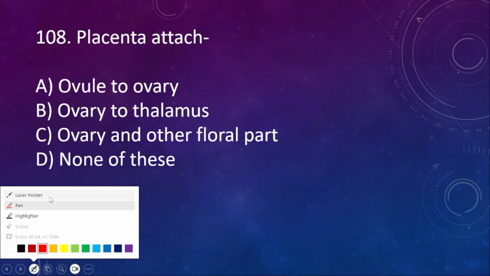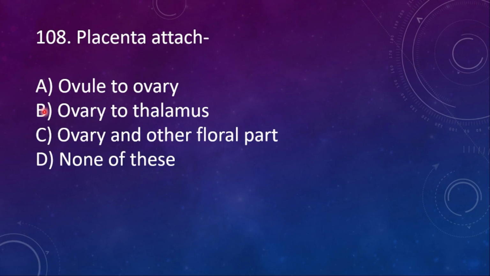108. Placenta attached to A. Ovule to ovary, B. Ovary to thalamus, C. Ovary and other floral parts, D. None of this. Option A is correct. Ovule to ovary.